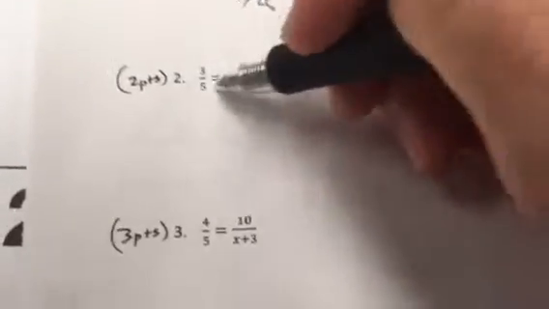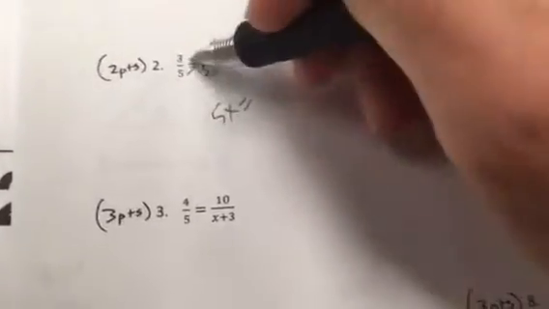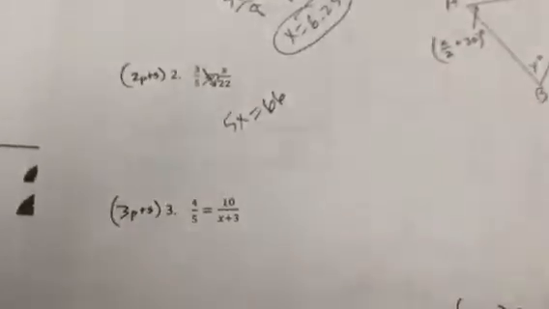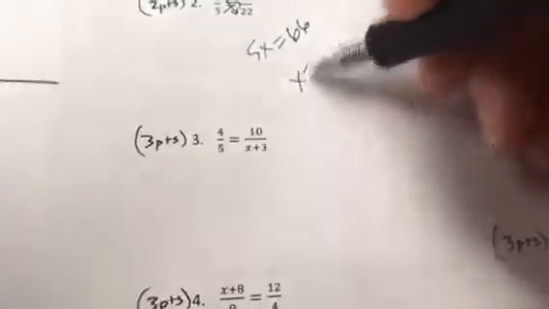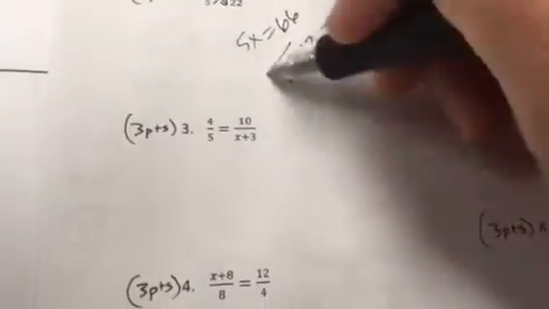All right, 5 times x here equals 3 times 22. Time for that old calculator. 66 divided by 5 is 13.2.